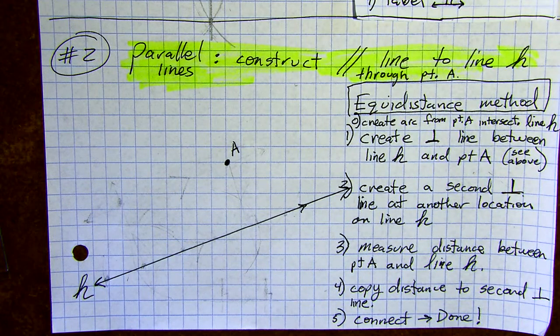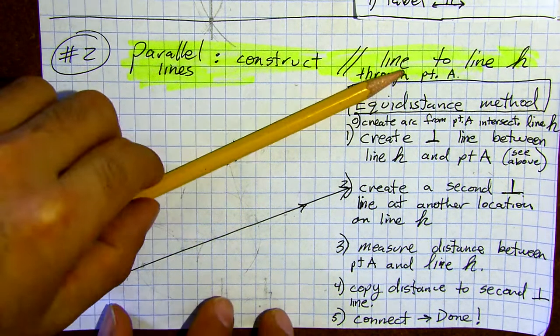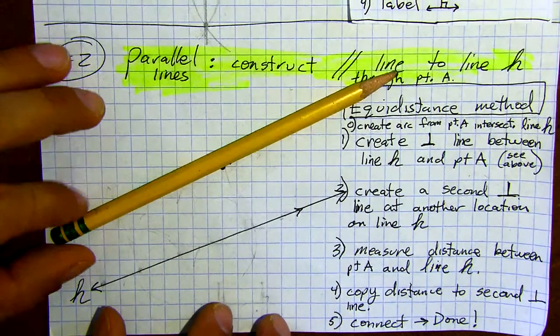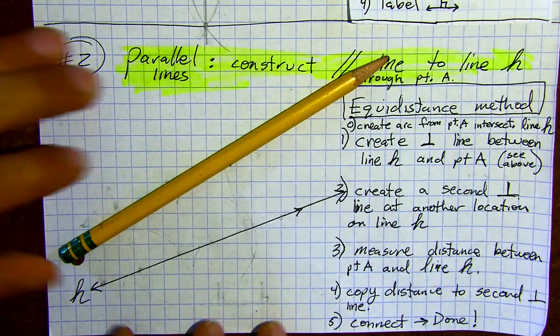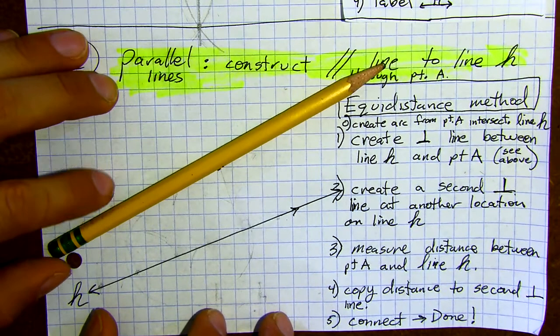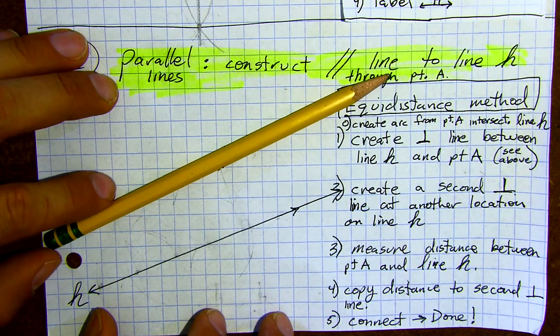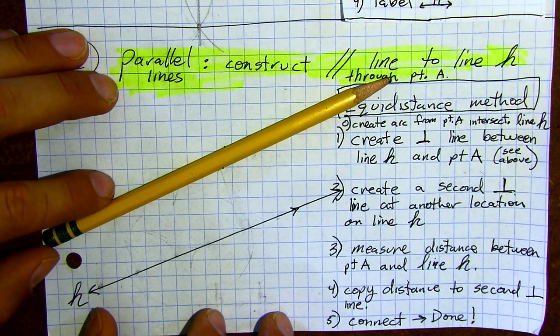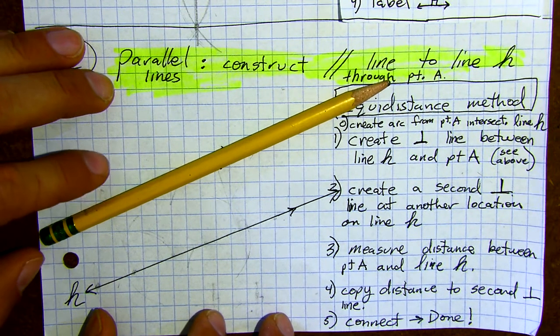We're going to construct a parallel line to the line H that goes through point A. So essentially, this is what we're going to create. Is that parallel? Nah. Tell me when. Right there, that's parallel.